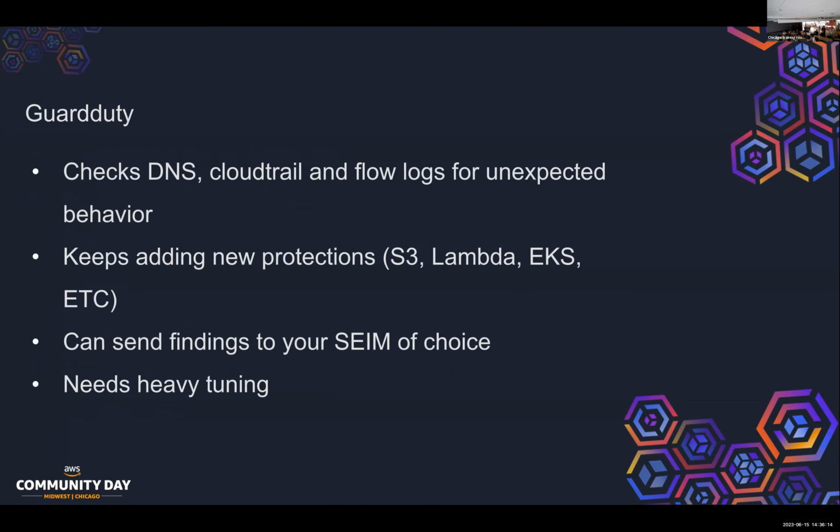GuardDuty, for those who are not aware of it, looks for anomalous behavior within actions that are being taken. Common ones are something connecting to an unexpected endpoint, IAM exfiltration, and so on and so forth. By default, it's using DNS, CloudTrail, and flow logs to find that behavior. But they've been adding more and more protections like S3, Lambda, and EKS, which have come out in the last 6 months or so. And that all can get sent to your SIEM of choice. We send ours to Splunk also, and then that gets flowed into our operations team for security purposes. So if they see an event, it gets sent to them, and they can escalate it.